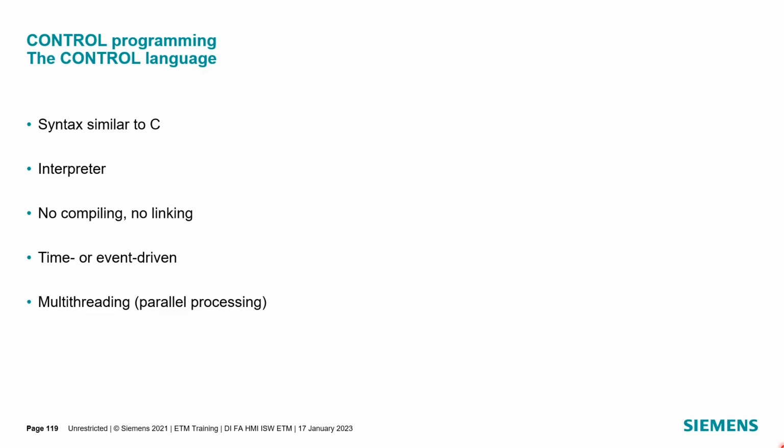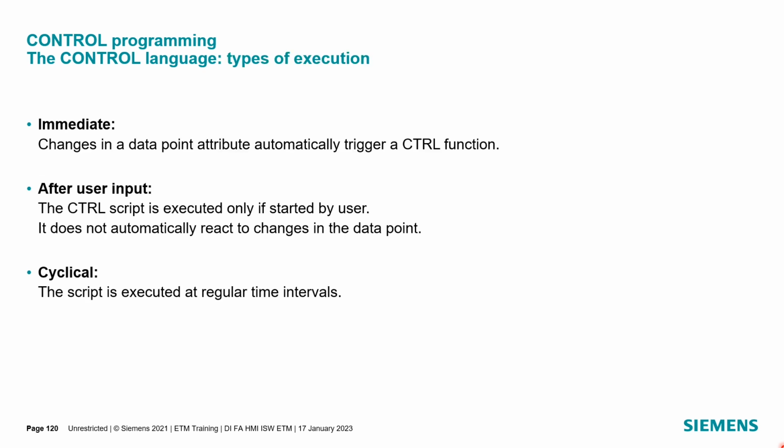We can be time or event driven. Best practice is event driven, and we have multi-threading capability inside the language. Then we have types of execution, for example, immediate, so changes on the data point attribute automatically trigger a control function. Here we are dealing with a so-called subscription, where the control function uses the name DP Connect. Or we are dealing with execution after user input. So the user gives some data in the input field, and then the data is processed.